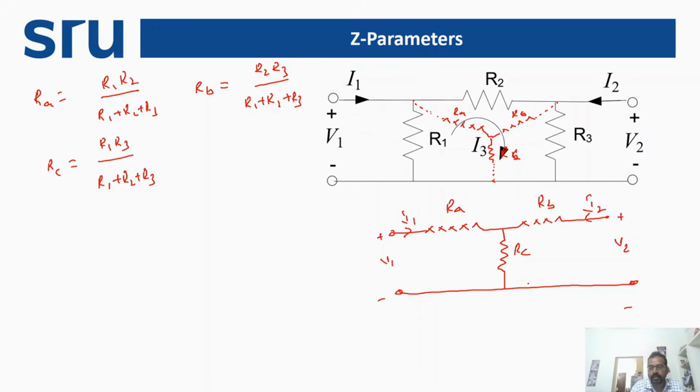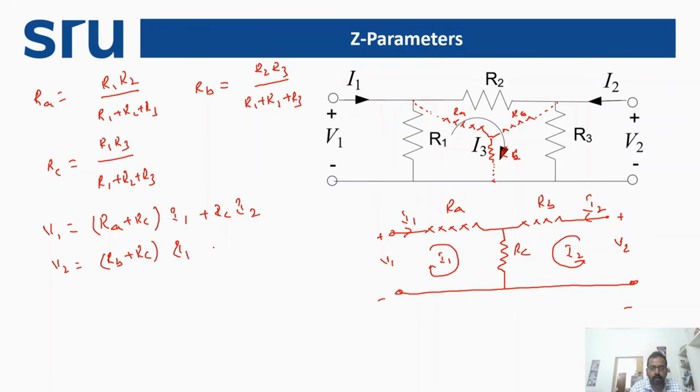Plus minus. Now let us apply our mesh analysis. So this is I1 and this is our I2. We can write our equation as V1 equal to RA plus RC into I1 plus RC into I2, whereas V2 can be written as RB plus RC into I2 plus RC into I1.